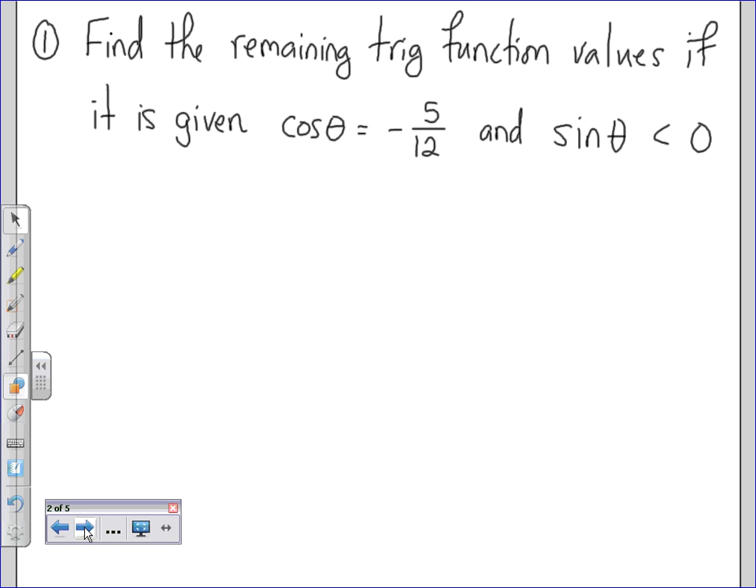First problem reads, find the remaining trig function values if it is given that the cosine of theta equals -5/12 and the sine of theta is less than 0. The first thing that we need to do is determine in which quadrant this angle is going to be in. So I might go ahead and set up an XY axis.